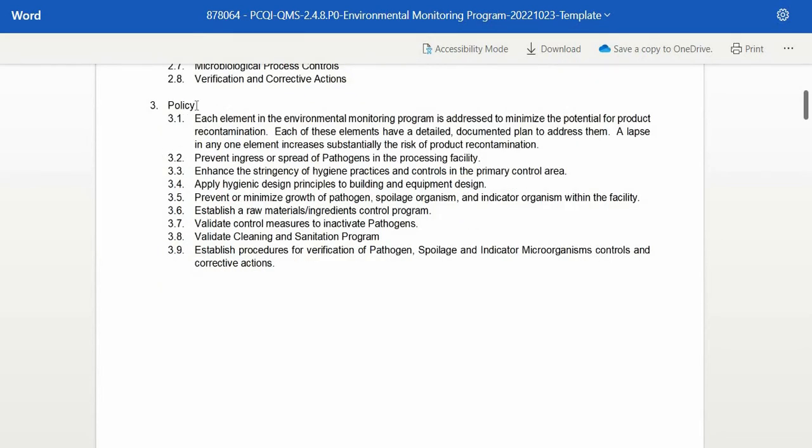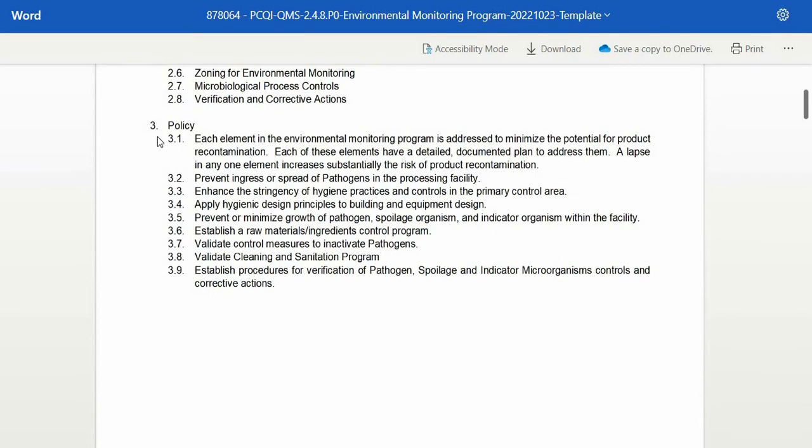The third component is policy. The policies are the rules set by the company as their implementation guide. First, each element in the environmental monitoring program is addressed to minimize the potential for product recontamination. Each of these elements have a detailed, documented plan to address them. A lapse in any one element increases substantially the risk of product recontamination.